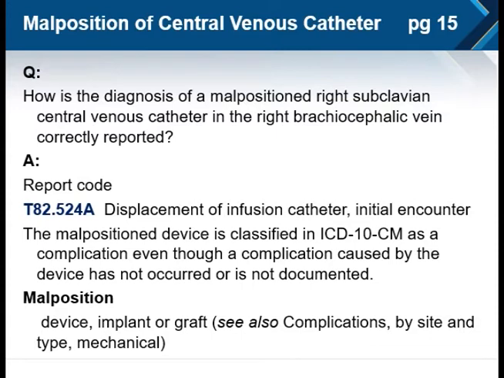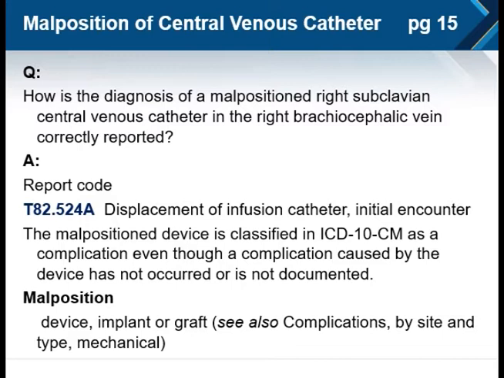Our next two coding clinic questions and answers address device complications. First, we learn the correct reporting of a malpositioned central venous catheter. How is the diagnosis of a malpositioned right subclavian central venous catheter, which is in the right brachiocephalic vein, correctly reported? We know that the subclavian catheter is malpositioned because the question tells us that it's in a different vein, the brachiocephalic vein.